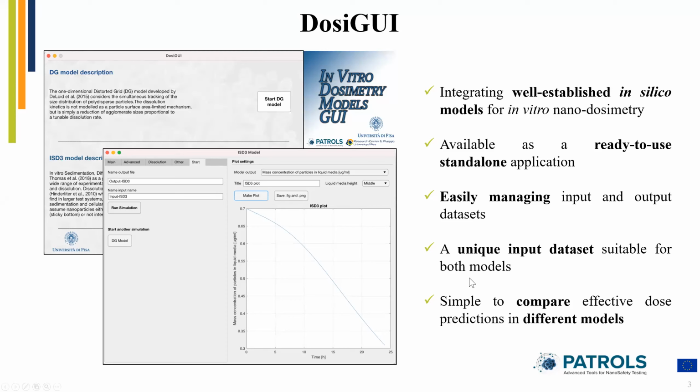And moreover, DosiGUI enables to homogenize the input datasets of both the ISD3 and the DG models, so that a unique input file containing all the parameters you need to describe the experimental setup in exam is suitable for running simulations with both models, and thus also facilitating the comparison between effective dose predictions obtained from one model or from the other, with the aim of identifying which is the most suitable one for replicating in silico a specific exposure scenario.